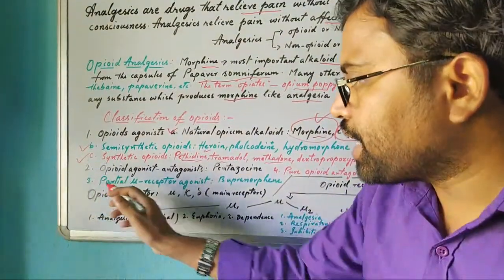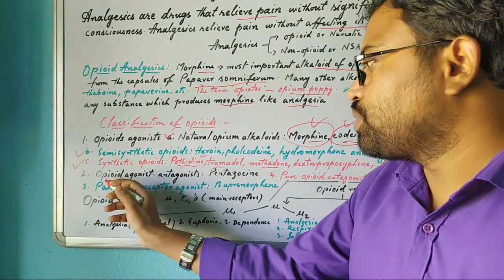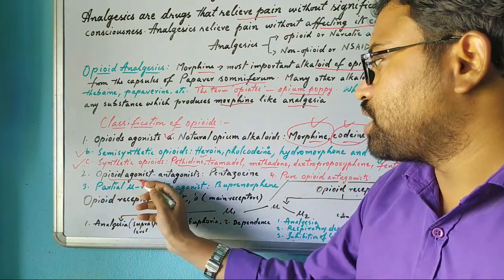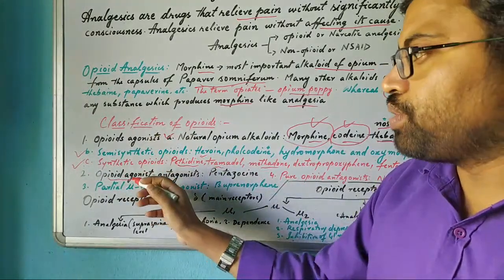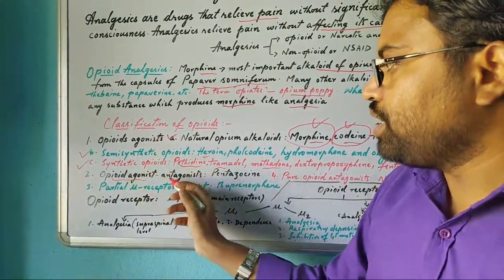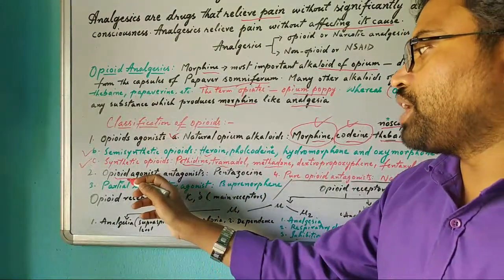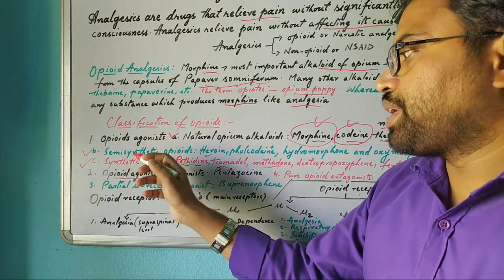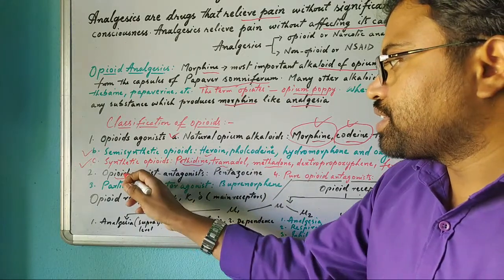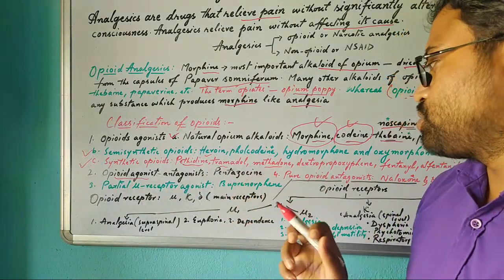Then the second category is the opioid antagonist. You can remember it like this: what is the action of morphine? The antagonist works against that. An example is pentazocine. Opioid agonist means drugs which have an opioid-like mechanism, and the drug working against them is pentazocine.